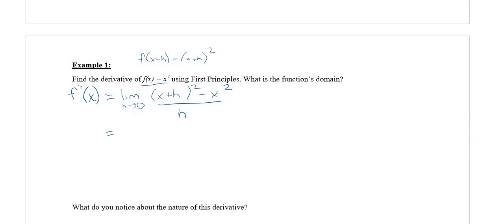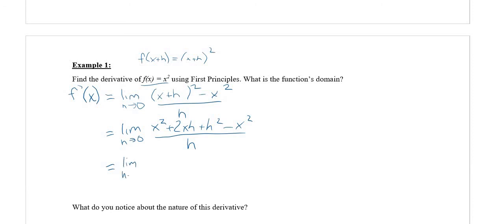Now, we still have this problem of having the h in the denominator, but we learned the last lesson that we can simplify this a little bit. We can try and see what we can do to make this a little simpler. So we already see up top that we have that x plus h squared. We know that we can FOIL that out, and we get x squared plus 2xh plus h squared minus x squared all over h.